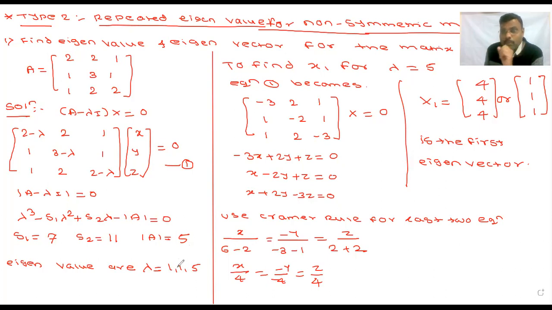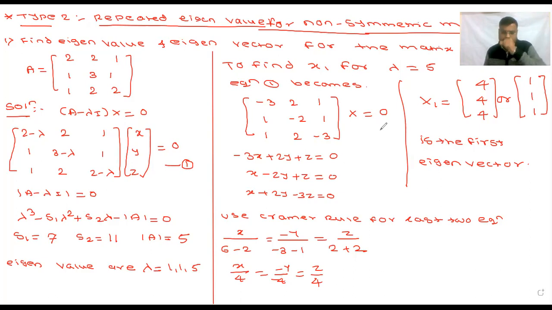So by using our property, what is the property? The sum of eigenvalues is equal to the trace and the product of eigenvalues is equal to the determinant. By using that property, we put the values lambda 1, lambda 2, and we got this value 1, 1, 5. Now to find x1 for the non-repeated eigenvalue, lambda equal to 5. Not necessarily every time we get three different eigenvectors. Sometimes we get two eigenvectors.